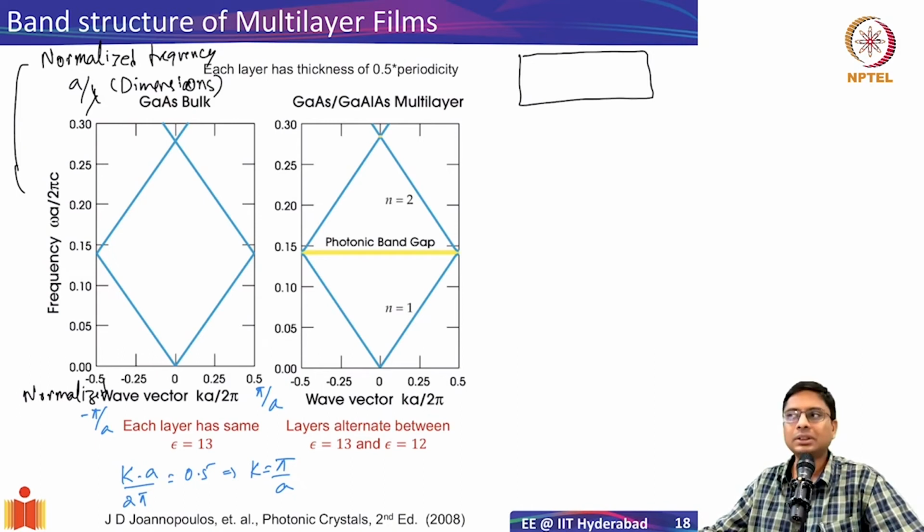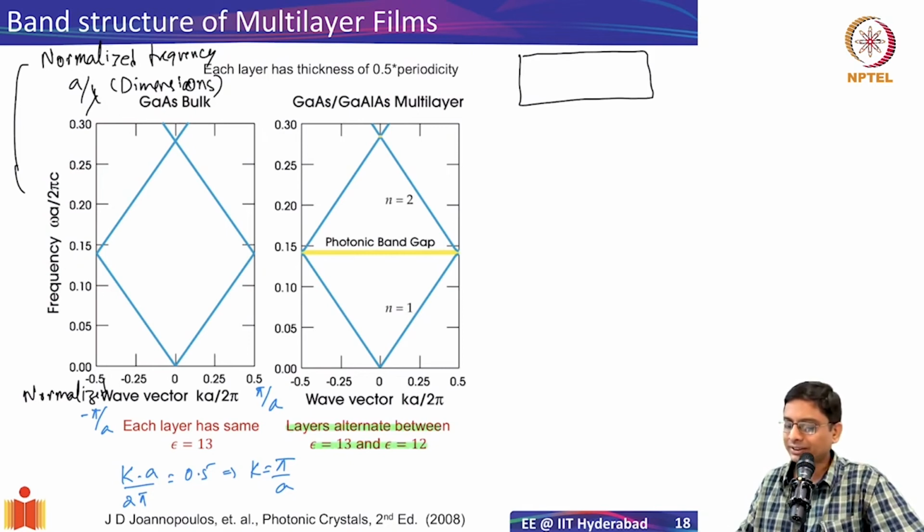So now something interesting happens when we introduce slightly different materials. So in the second graph, in the middle graph here, these are alternating layers with dielectric constants epsilon equal to 13 and epsilon equal to 12.